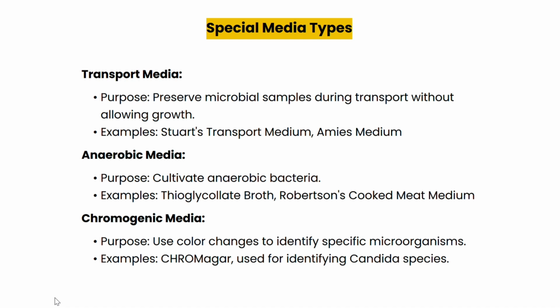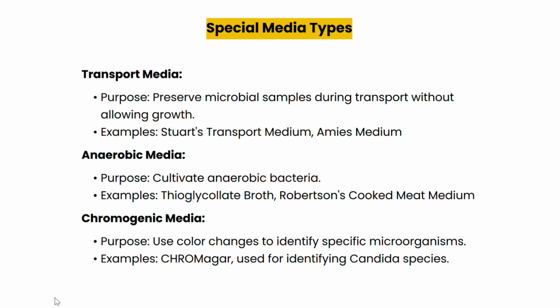Let's explore some special types of media designed for unique purposes. Transport media, such as Stuart's and Amies, are used to preserve samples during transport from the clinic to the lab without allowing microbial growth. This is crucial for accurate diagnosis.